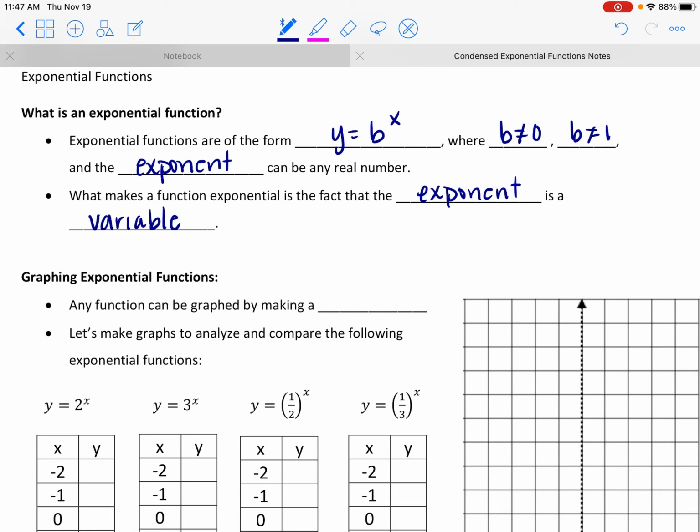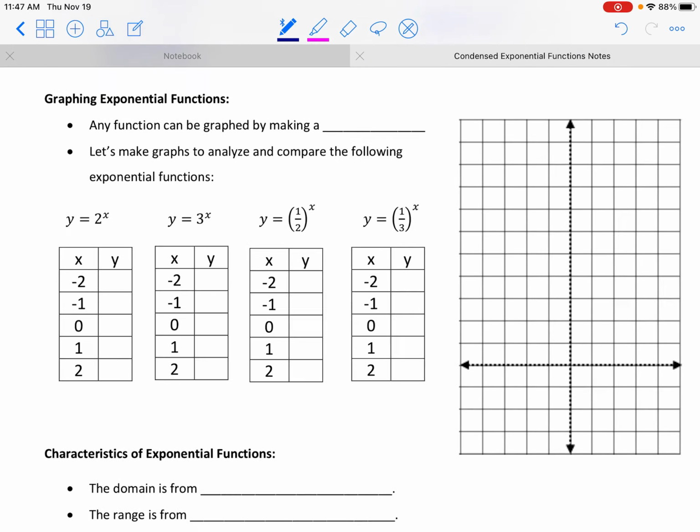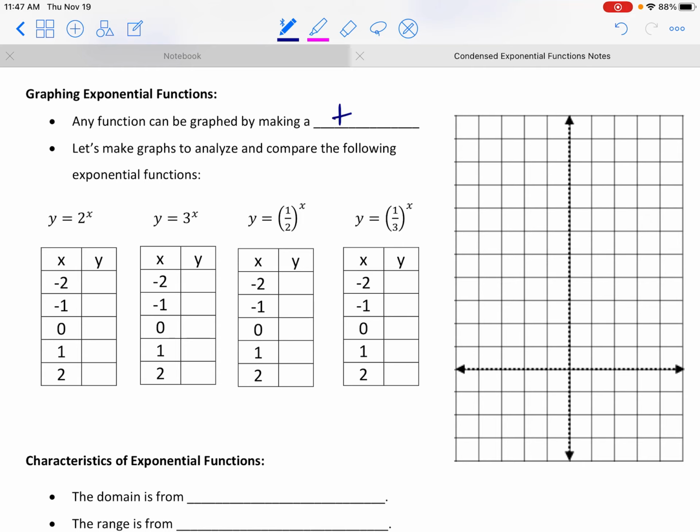So I know we have technology that graphs for us, but so that we understand what's happening on the graph, we're going to graph a few of these the old-fashioned way by making a table. So we're going to graph by making a table. And let's start with y equals 2 to the x. So we can kind of consider this like a parent function because they're all going to behave like 2 to the x behaves. So y equals 2 to the x power.